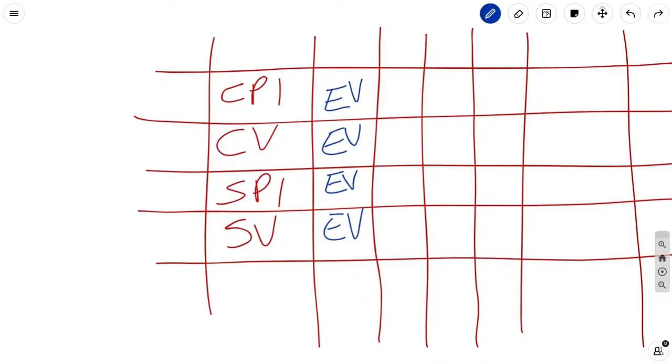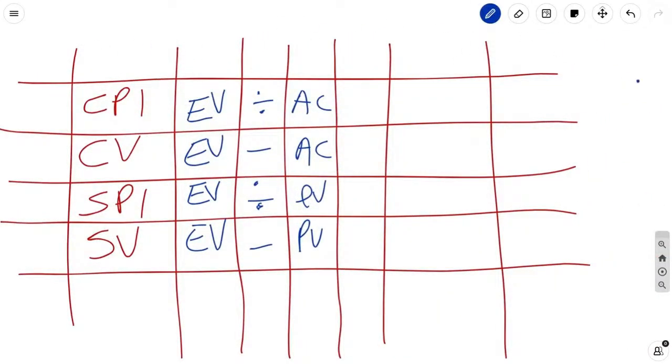So in CPI, we have a division sign, right? Because it's an index. All the indices always have divisions. The variances have subtraction. CPI is cost performance index, so we have an actual cost for both of these, right? For cost variance too. Schedule performance index and schedule variance, we have PV, right? Now this is where you got to understand the implication of the formulas, okay?